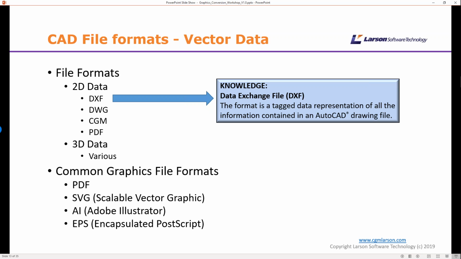Common graphics file formats. PDF we mentioned earlier on. PDF can include vector data, although some early PDFs might not do so. It'd probably be raster. SVG, scalable vector graphics. AI, Adobe Illustrator, and EPS, encapsulated PostScript, and also CGM. But CGM tends to be used in more of a niche market. But obviously CGM is a graphics file format as well.